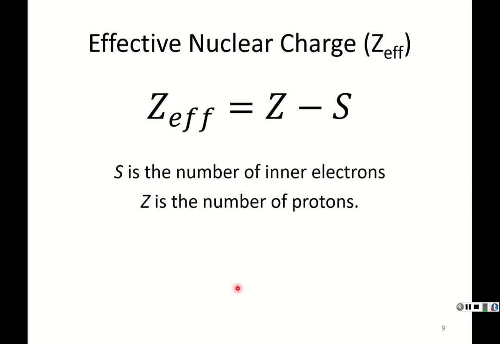We're going to talk about certain properties and periodicities. They all seem to really stem from effective nuclear charge. Effective nuclear charge is the number of protons an atom has minus the number of inner electrons, or core electrons. Those inner electrons effectively shield some of that nuclear charge from the outer or valence electrons. And that's what the Z effective is.